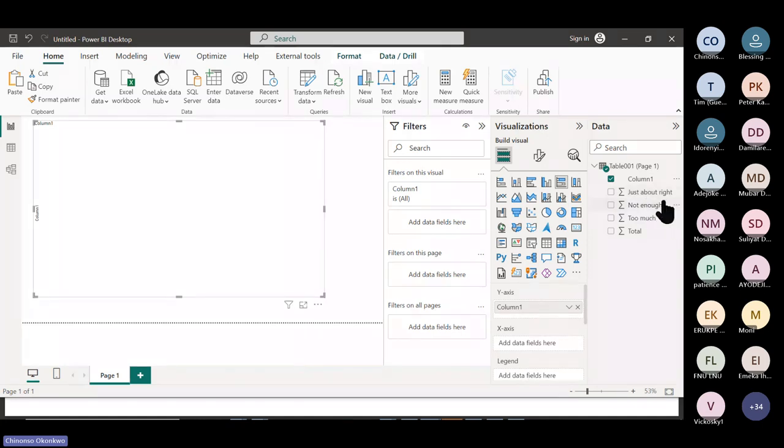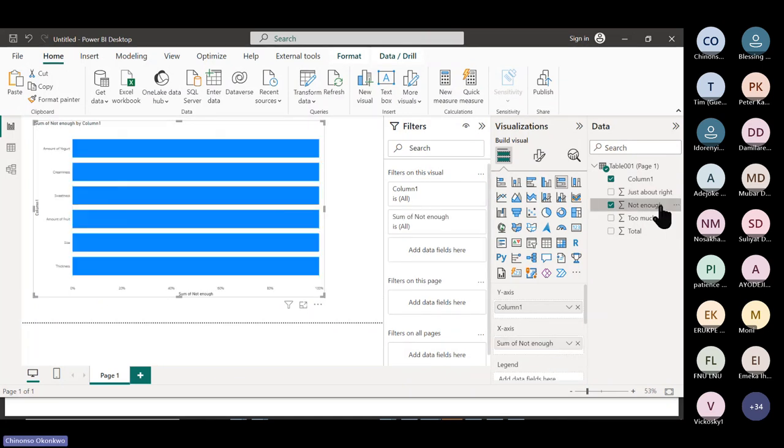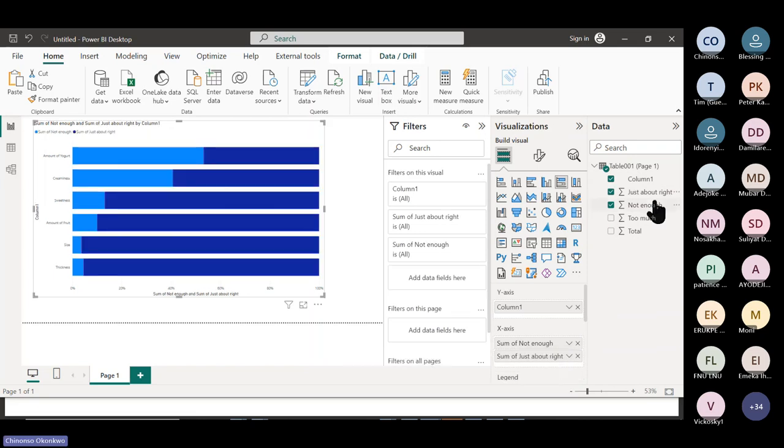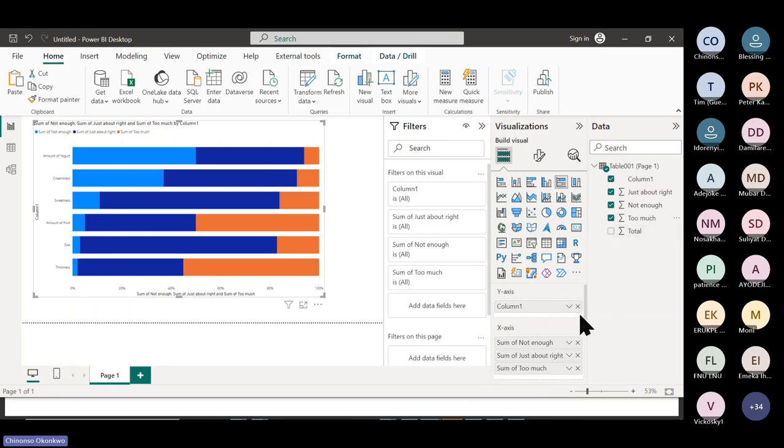I want to start with not enough, which is worse to me. Then just about right. Then too much. I feel like this data set makes everything easy because I'm just dragging and dropping. Tomorrow we'll delve into something that would show you how something that's easy can take another route to get there.